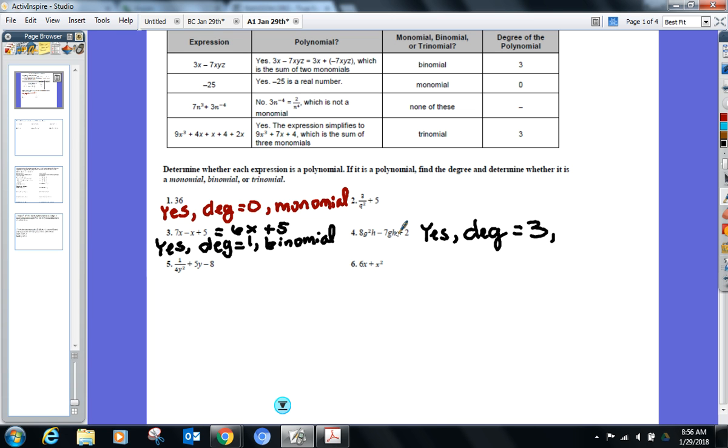Questions? Yep, go ahead. Because the G has an exponent on it. Yep, the G has an exponent on it, and 7G doesn't. Is that why you can't combine those? Why can't I, like I did the X's over here? I'll get into this in a second when we combine. It's got to have the same variable, same exponent.